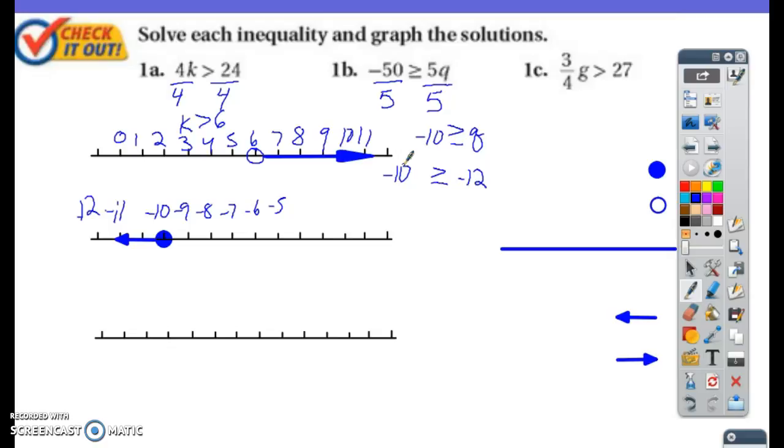Okay, 1c, multiply by the reciprocal because this is a fraction problem, like we did in one-step equations. We're going to do 4/3 times 3/4 to isolate g. Then what we do to one side, we do to the other, so 27 times 4/3. These cross out on this side. And over here, you can actually reduce because 27 is really over 1, so 3 goes into 3 once, and 3 goes into 27 9 times. So therefore, g is greater than 36.